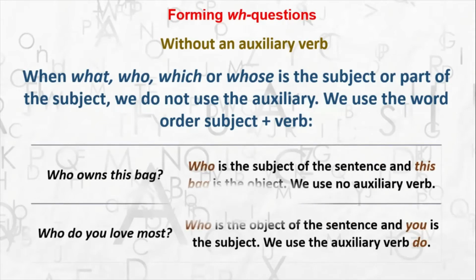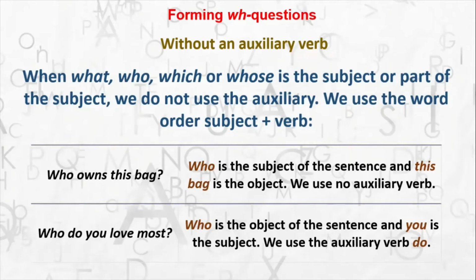So see how. Who owns this bag? Who is the subject of the sentence and this bag is the object. We use no auxiliary verb. Who do you love most? Now here who is the object of the sentence and you is the subject. Therefore we have made use of the auxiliary verb do. Alright, so sometimes without auxiliary verbs also you can form a WH question when what or who or which or whose becomes the subject or part of the subject.